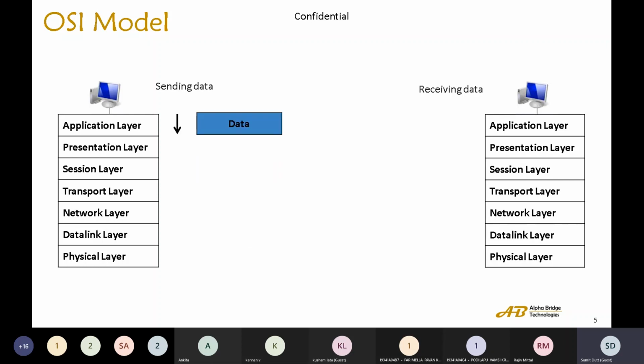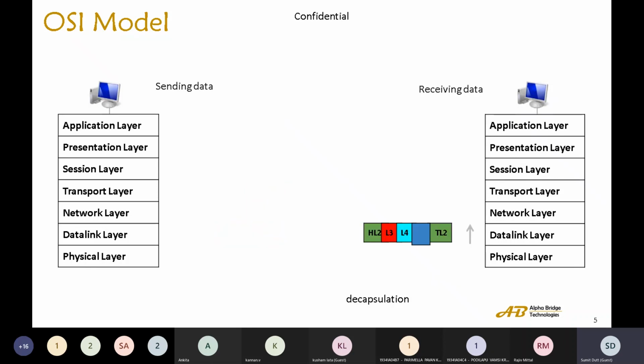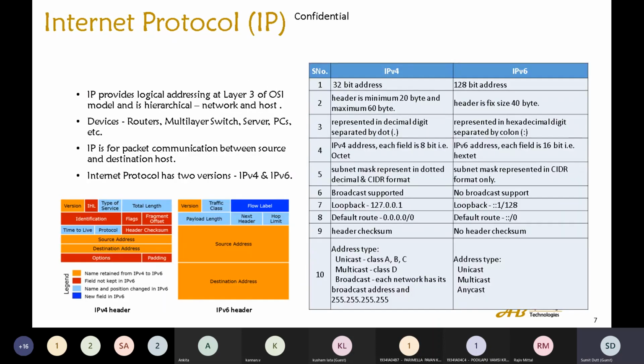So here we have seen that data becomes packets, then it becomes frames, and then it goes to bits. The reverse is the vice versa process. We also saw the comparison between the OSI layer and the TCP layer, and then we started the IP addressing.